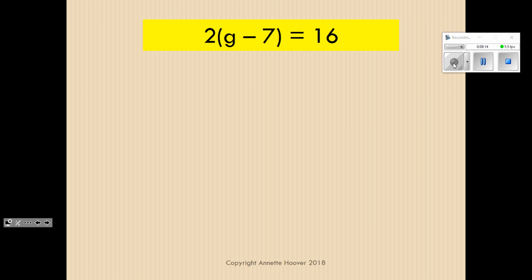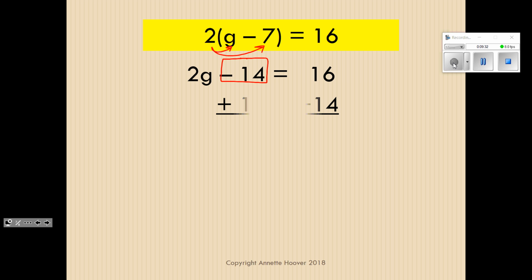On the left side, you see the distributive property again. 2 times g and 2 times negative 7 would be 2g minus 14. We want to get the variable by itself. Here's the variable. We want to move what's not attached to it first. It's a negative 14, so we do a positive 14 on both sides of the equation. Negative 14 and positive 14 becomes 0, so we're left with 2g equals 30.